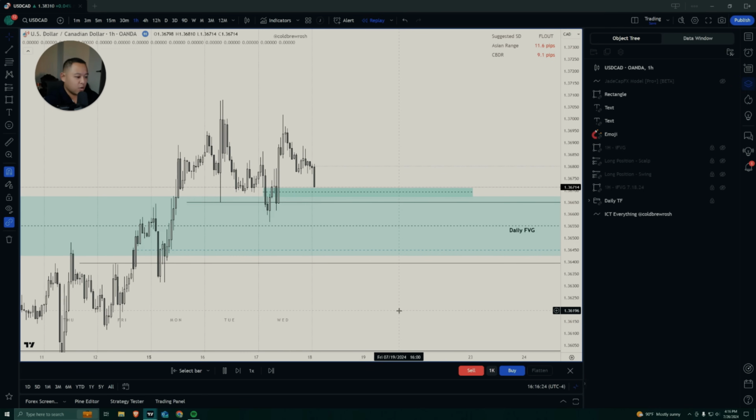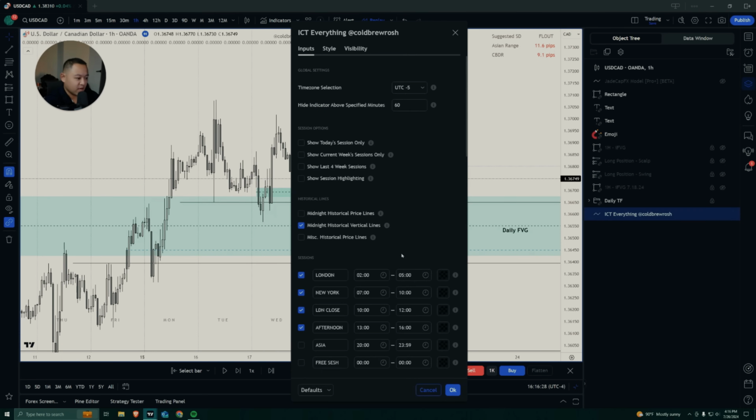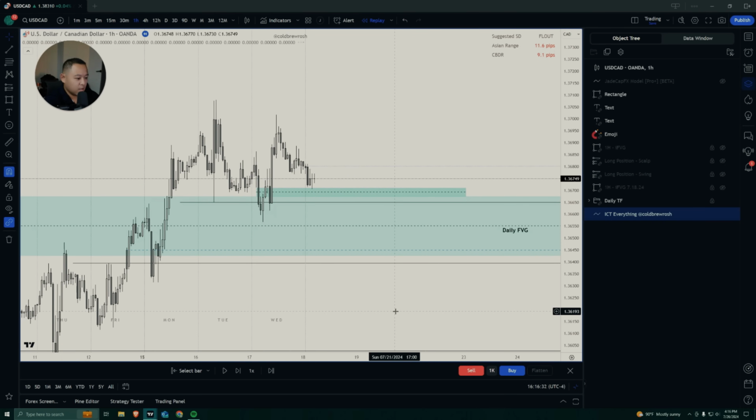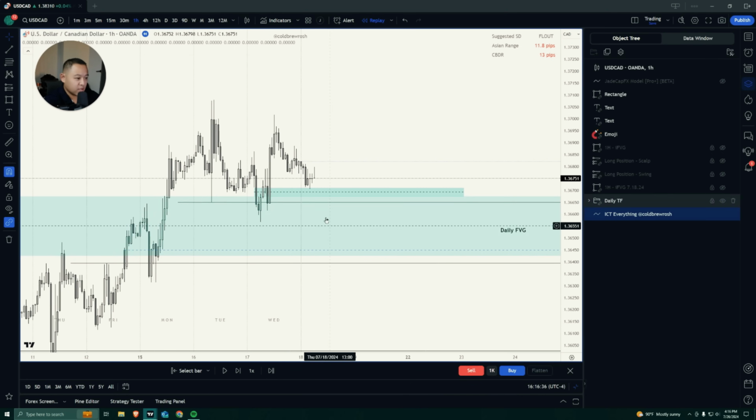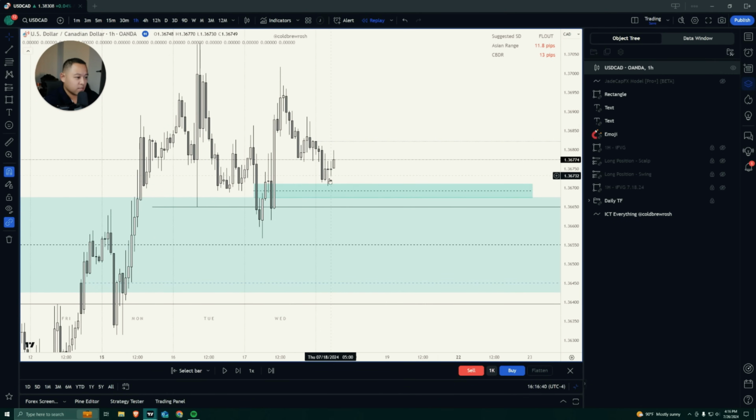Okay, so this is a midnight open right here. My midnight dividers are off. Let me change this actually. Should be UTC -4. Midnight open. So you can see how during London session on Thursday, we've tapped this level.